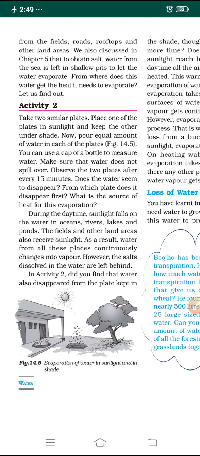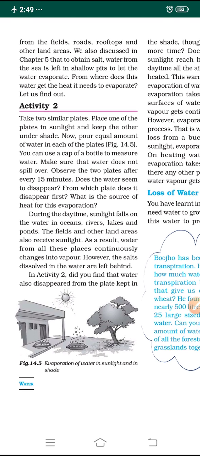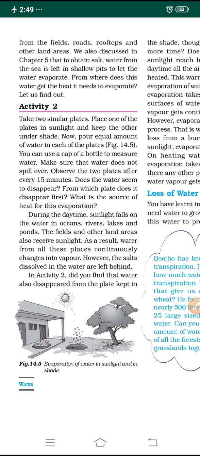During the daytime, the sunlight falls on the water in oceans, lakes and ponds. The fields and other land areas also receive a lot of sunlight. As a result, the water from all these places continuously changes into vapor. However, the salts dissolved in the water are left behind.